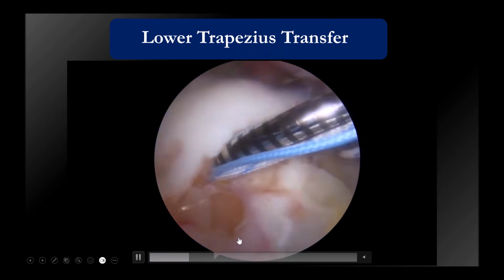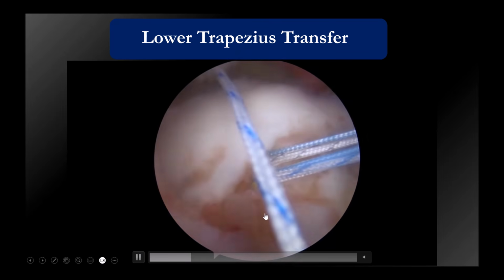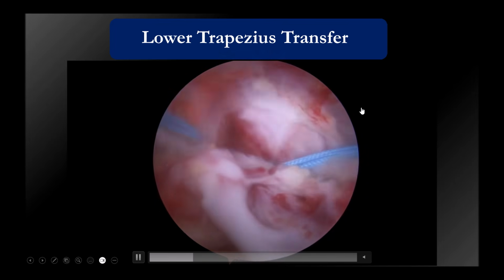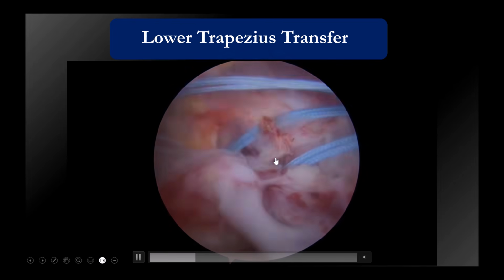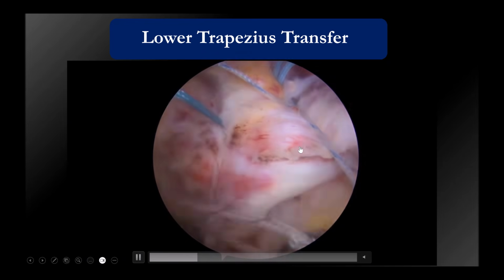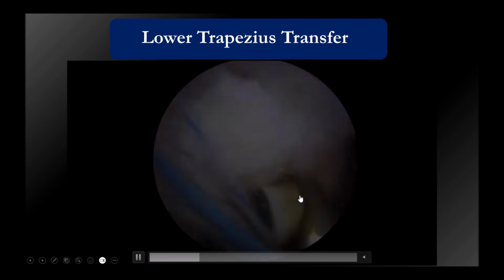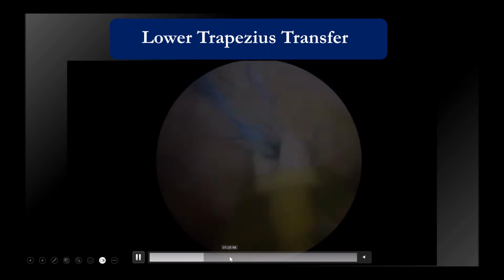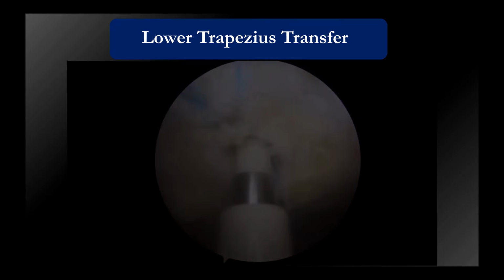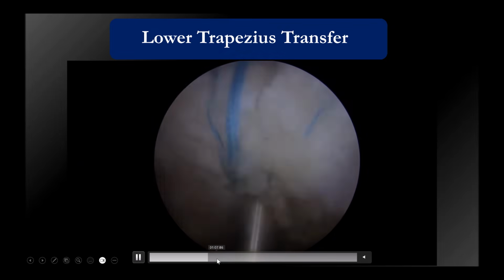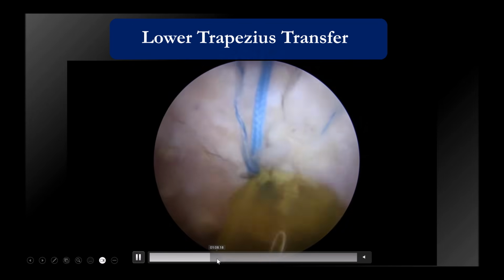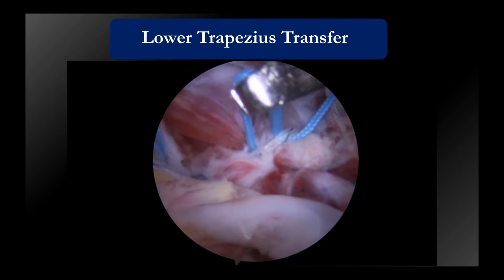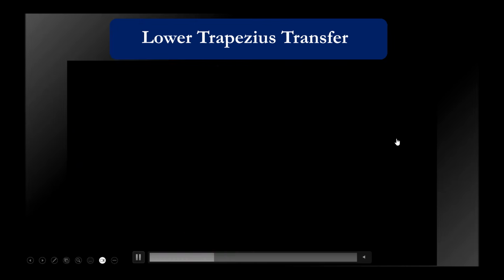For me, I prefer to do some augmentation. Like this patient has a very big supraspinatus and also infraspinatus tear, right? So we do a partial repair of the supraspinatus. This is the supraspinatus. We repair it first, and then we transfer the lower trapezius from the back. You make a window, make a nice screening.